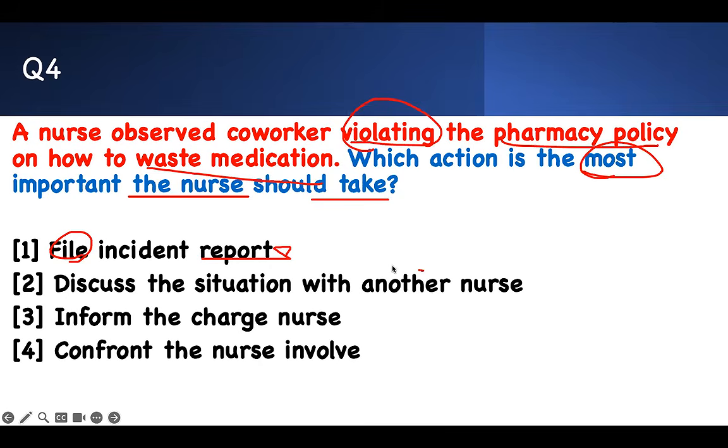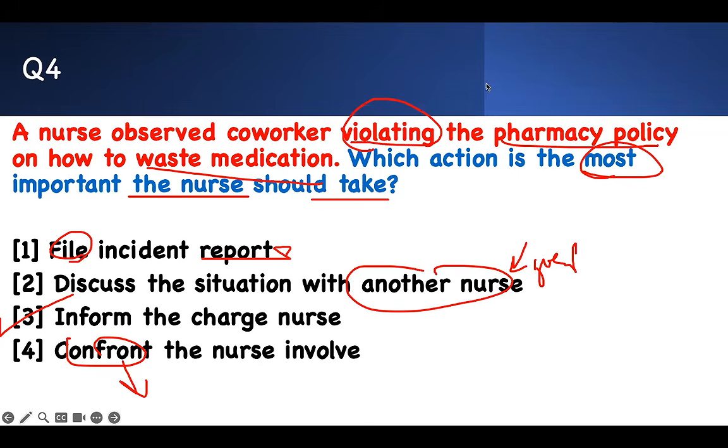Discuss the situation with another nurse? She's not going to help you. It will be gossiping everybody. Inform the charge nurse. She can take charge. He or she will make sure this is rectified. Confront the nurse? You guys are going to fight. He will tell you, who are you?